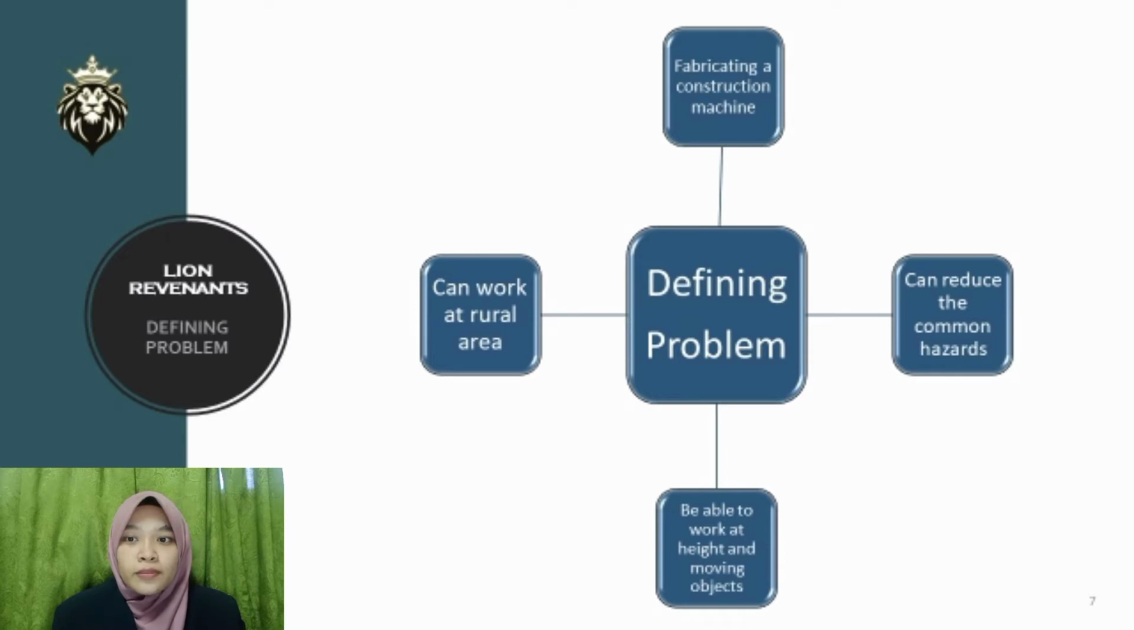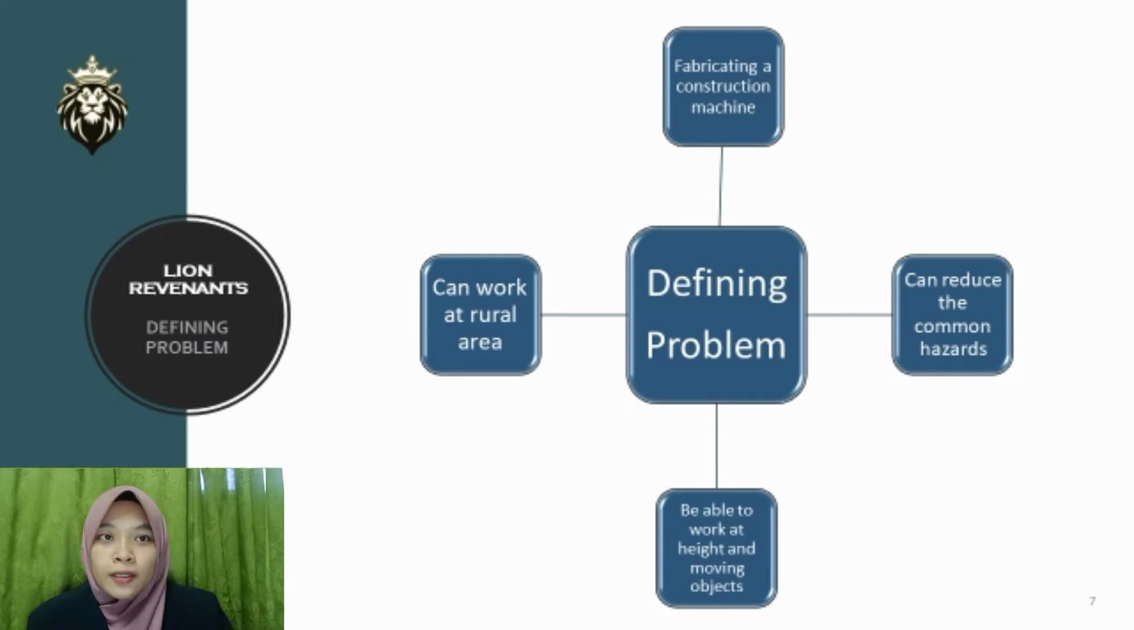Next, from the problem given, we can sort out the important key in this project: we need to fabricate a construction machine that can work in a rural area. The machine needs to be able to work at height and with moving objects. However, the highlighted problem is to reduce the common hazards in construction areas.